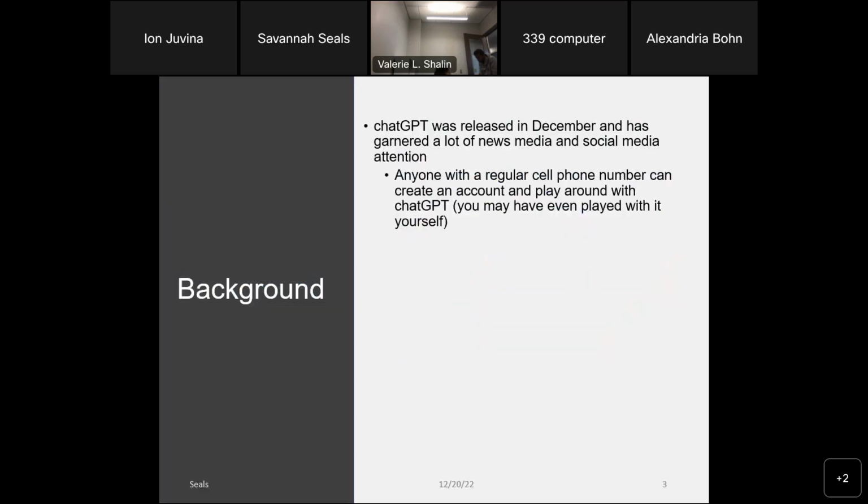You may have heard about ChatGPT, which was released in December. This is a large language model released by OpenAI. It's garnered a lot of attention in the news as well as on social media. Anybody with a regular cell phone number can create an account and attempt to log on and use it. They do have a maximum user limit at the moment. But generally, if you have a regular cell phone, you can use this language model.